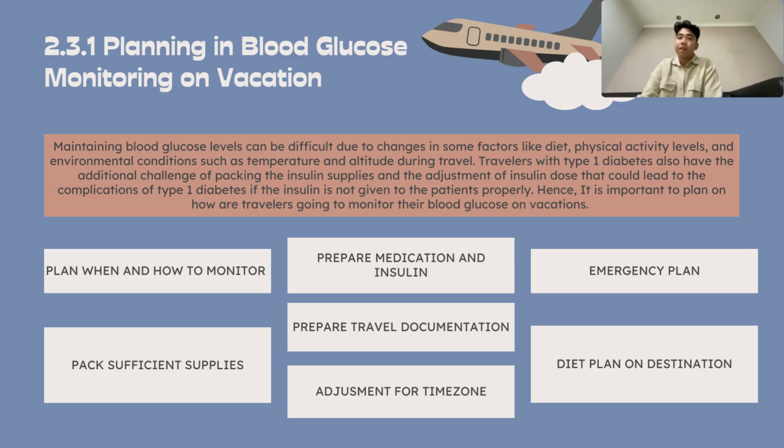6. Diet. The patient should research first the food options in the vacation destination and plan what they should consume there. And the last one is emergency plan. The patient should list and know where the nearest medical facilities are and plan in the case of emergency due to type 1 diabetes complication. That's all from me. Thank you.